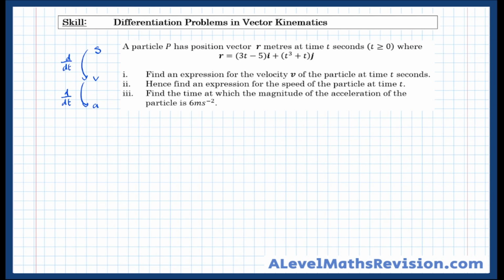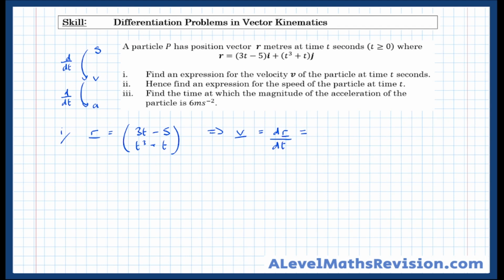So first of all, what I'm going to do is write this as a column vector. It's always better to write things as column vectors. So r, the position, is equal to 3t minus 5 as an i component and t cubed plus t as a j component. And it's asked us to find an expression for the velocity. So we know that velocity is the differential of displacement, like that. So velocity is dr by dt.